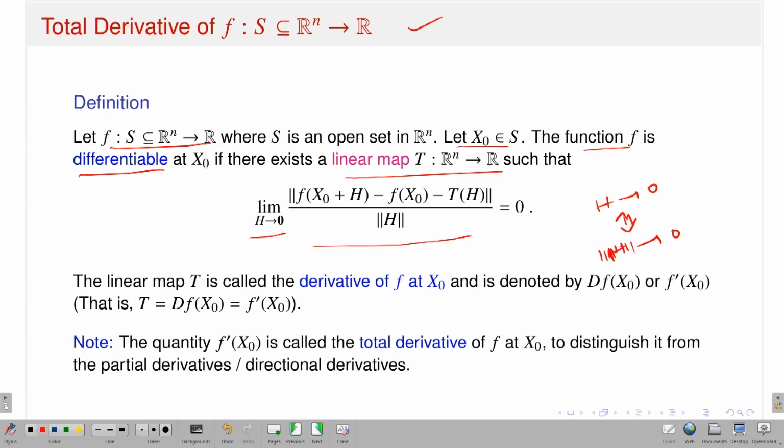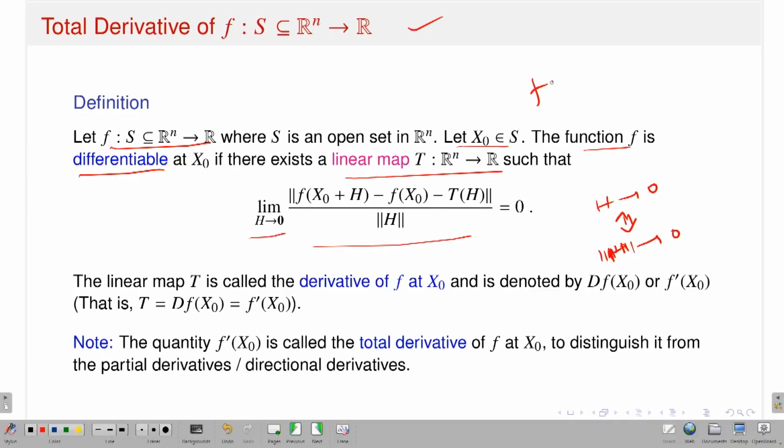goes to 0. So, if there exists a linear transformation T from Rn to R such that the limit as h approaches 0 of f of x naught plus h minus f of x naught minus T acting on h, divided by norm h, goes to 0. Now, you can say, okay sir, the range of f is in R, so norm should be replaced by mod. Okay, that is fine, you can replace it by mod.